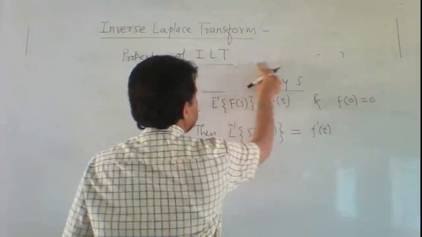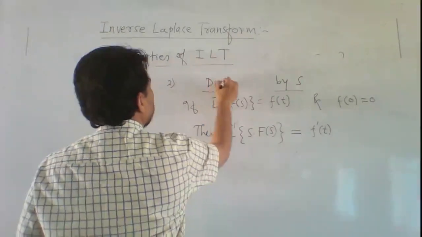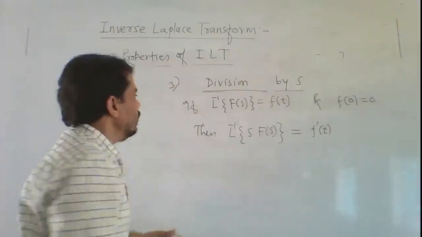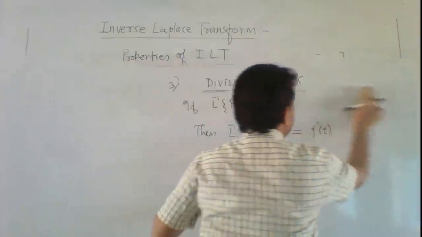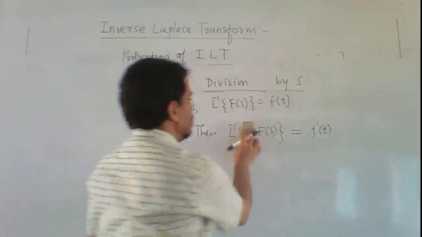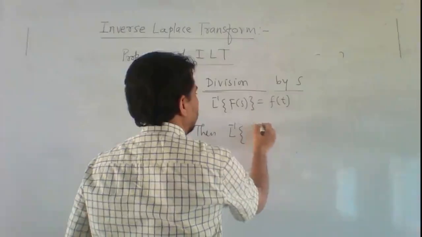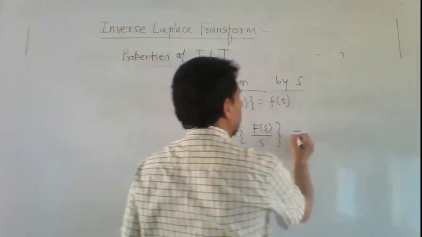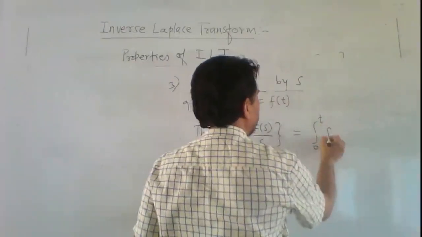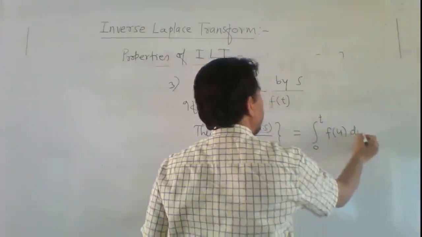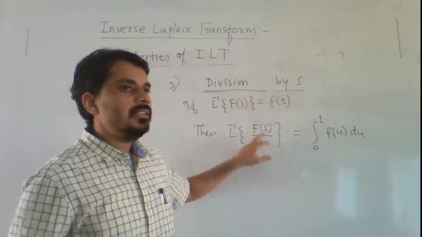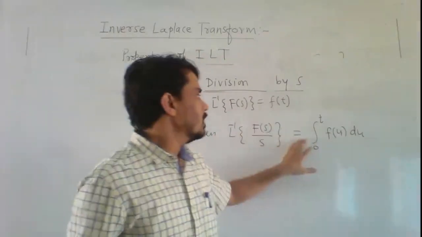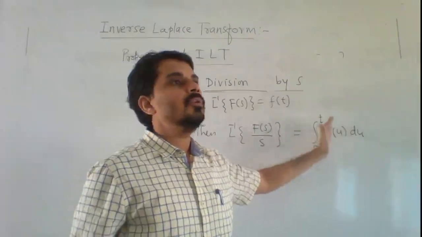Next is the division by s property. Division by s. If L inverse of f of s is f of t, then the inverse Laplace transform of f of s by s is equal to the integral 0 to t f of u du. So for f of s by s, here division by s, the inverse Laplace transform of such a type of function is the integral 0 to t f of u du.